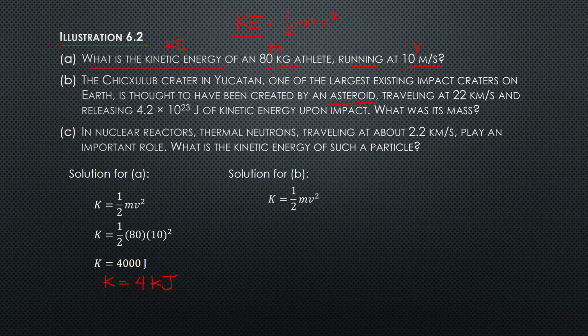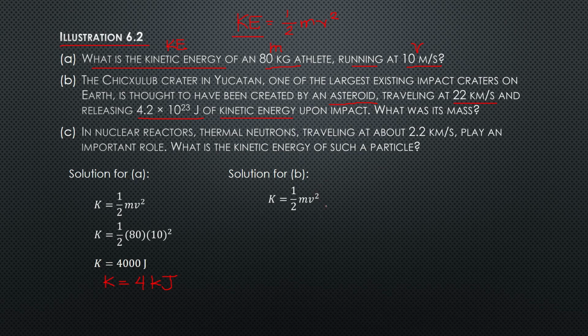From your formula, 1/2 mass velocity squared equals kinetic energy. So based on the givens from letter B, velocity is given as 22 kilometers per second. So you have your velocity, and you have 4.2 times 10 to the 23rd joules. That is the kinetic energy.